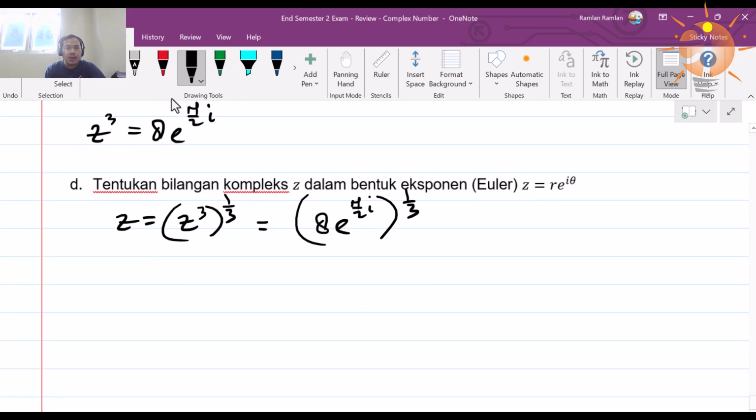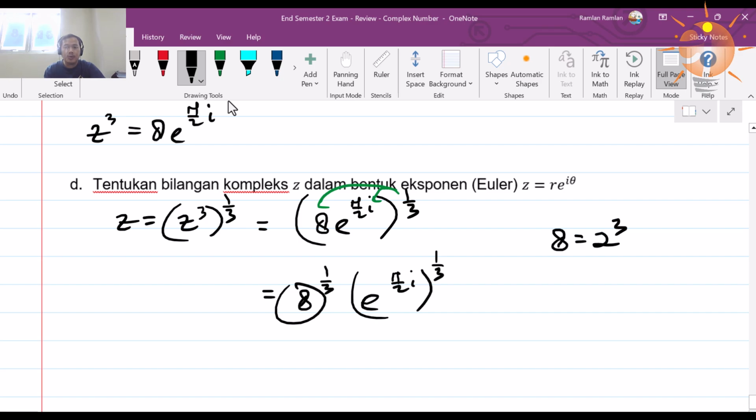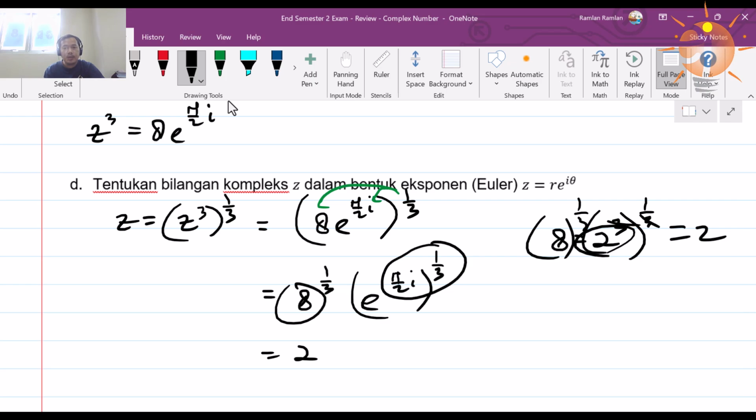If we have a power like this, we need to distribute it to both factors. Let's rewrite that: it'll be 8 to the power of 1 over 3, and then e to the power of pi on 2 i to the power of 1 over 3. Now 8 to the power of 1 over 3 is just 2, because 8 equals 2 to the power of 3. For the exponent, we just multiply the powers, so it will be e to the power of pi on 6 i, because pi on 2 multiplied by 1 over 3 is pi on 6. Pretty simple.